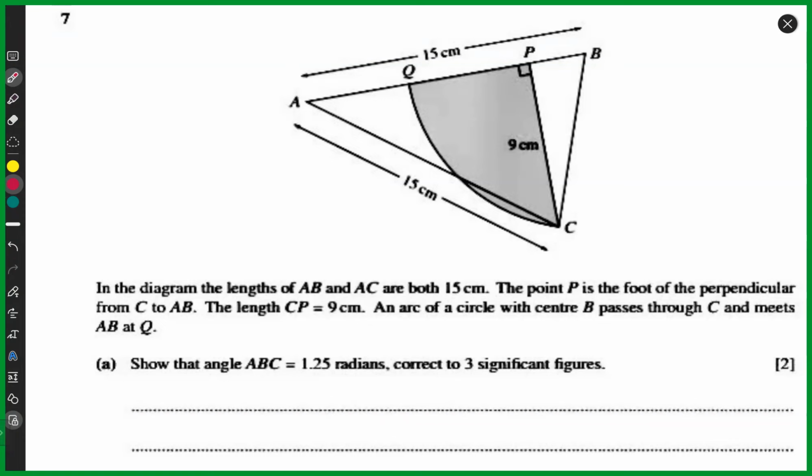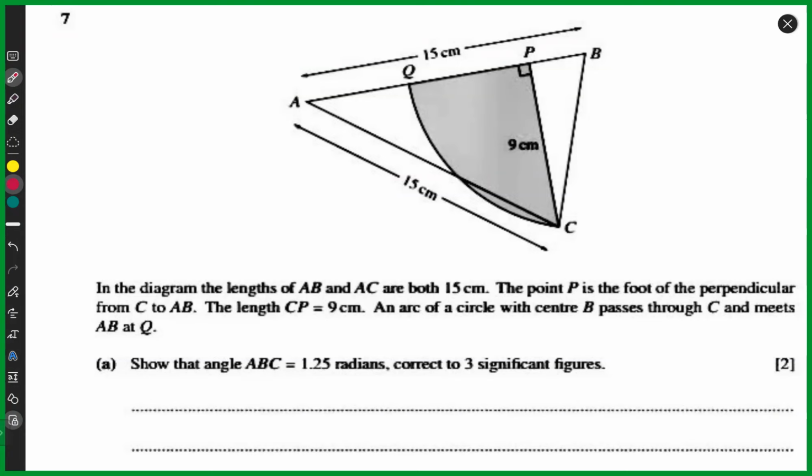The point P is the foot of the perpendicular from C to AB. Okay, that makes sense. The length CP is 9 centimeters. An arc of a circle with center B passes through C and meets AB at Q. Show that the angle ABC is 1.25 radians, correct to three significant figures.